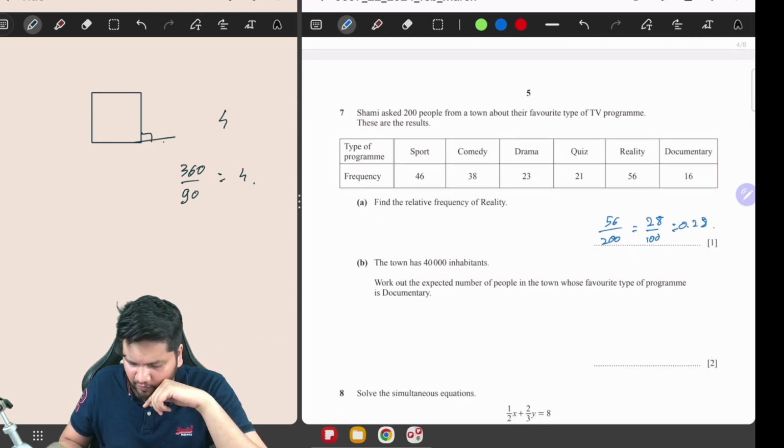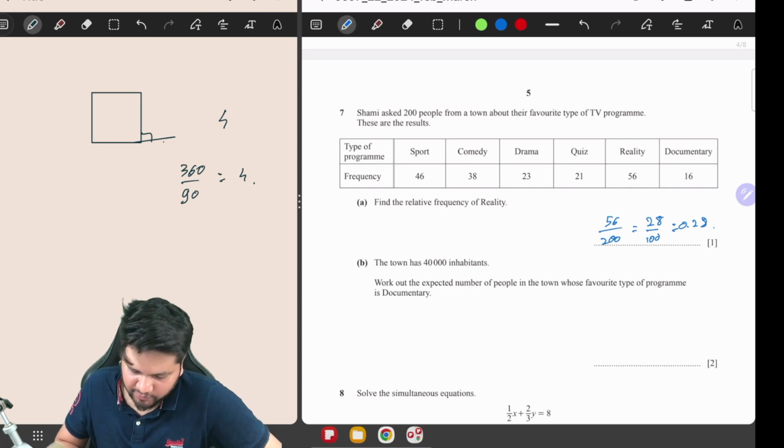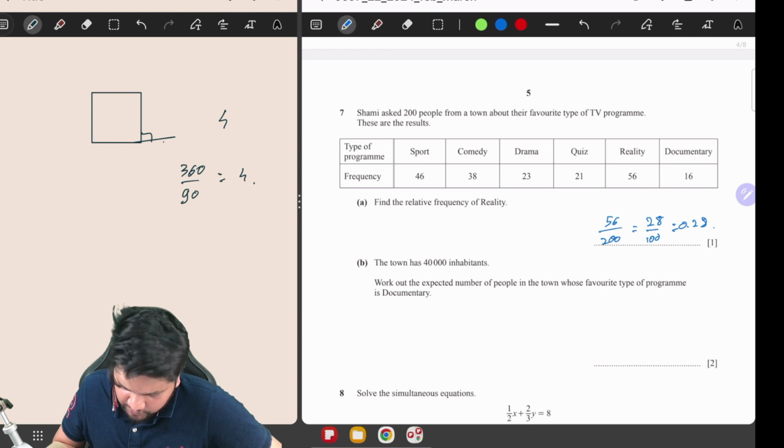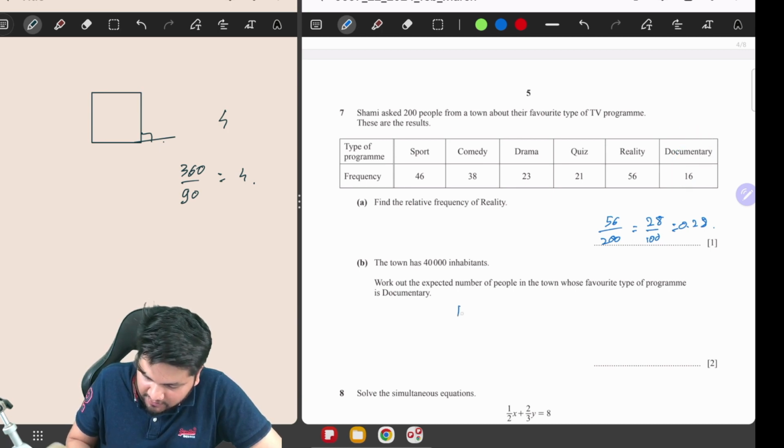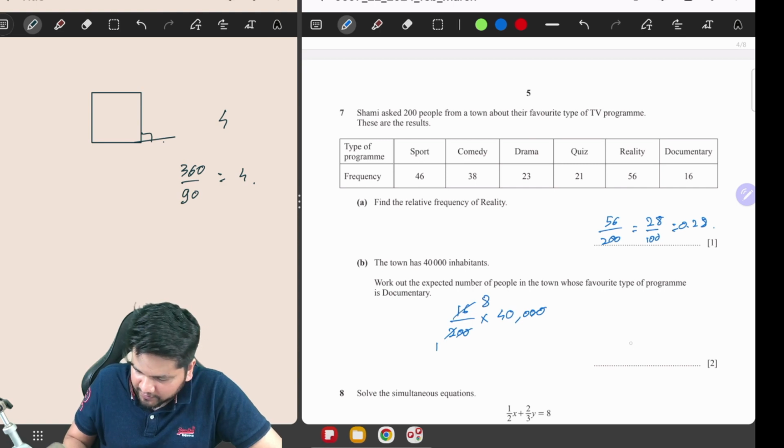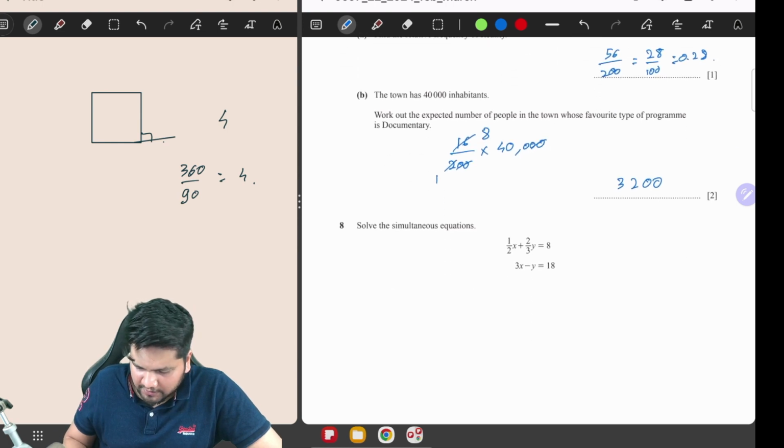The town has 40,000 inhabitants. Work out the expected number of people in the town whose favorite type of program is documentary. So we are talking about 40,000 inhabitants and we surveyed only 200. The relative frequency of those people for documentary is 16 by 200, and I'll multiply that by 40,000. I can cancel these two zeros with this 2. This is 2, this is 8. So it's going to be 8 times 400, which is nothing but 3200. That's your answer.